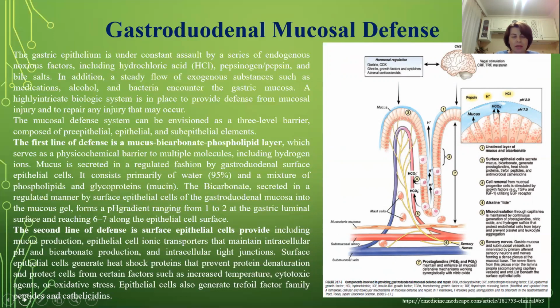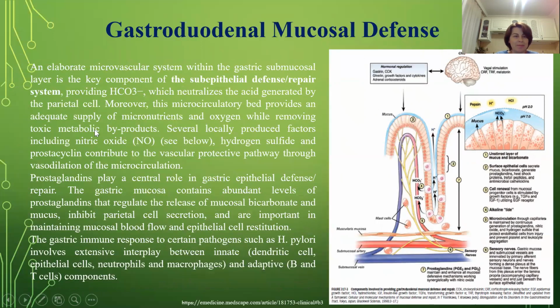The second line of defense is provided by surface epithelial cells, including mucus production, epithelial cell ionic transporters that maintain intracellular pH and bicarbonate production, and intracellular tight junctions. Surface epithelial cells generate heat shock proteins that prevent protein denaturation and protect cells from noxious factors such as increased temperature, cytotoxic agents, or oxidative stress. Epithelial cells also generate trefoil factor family peptides and cathelicidins.